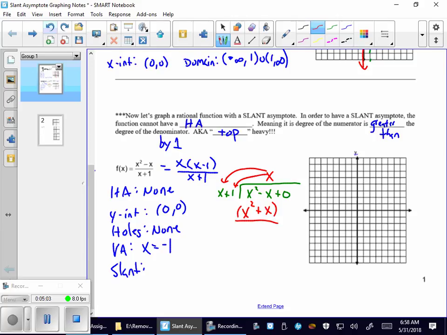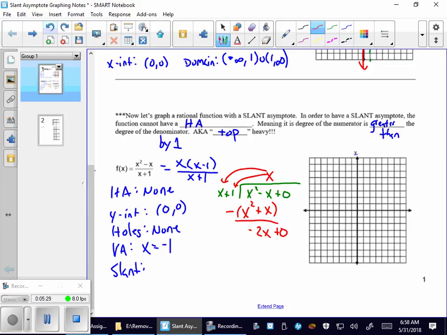Put a bar, and we subtract. x squared minus x squared goes away. We needed that to happen. Now the important thing here is to keep track of your signs. Now I've got negative x from there, minus x from there, which is really going to give me negative 2x. And then we bring down the 0. And then we repeat the process.